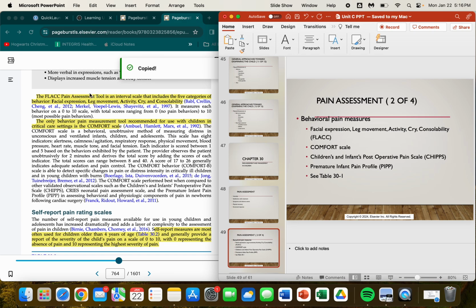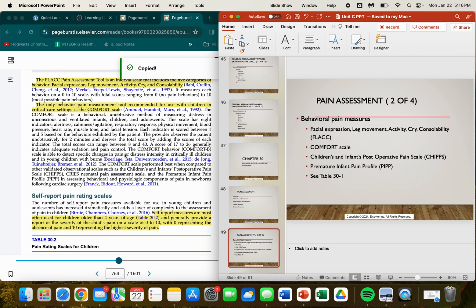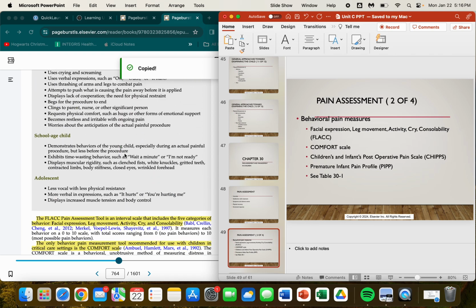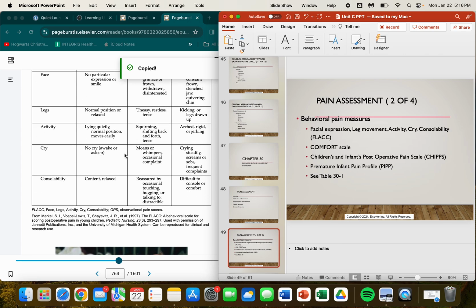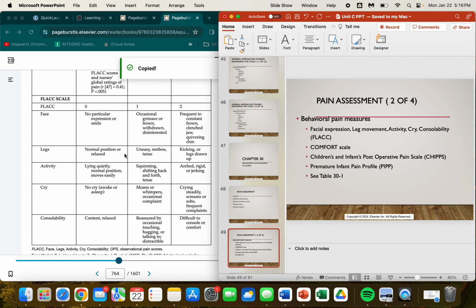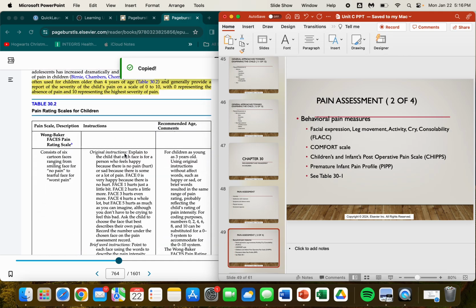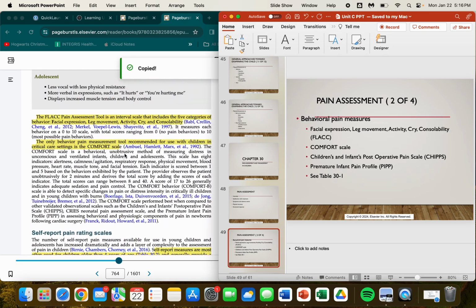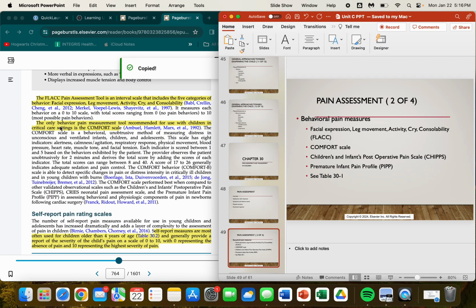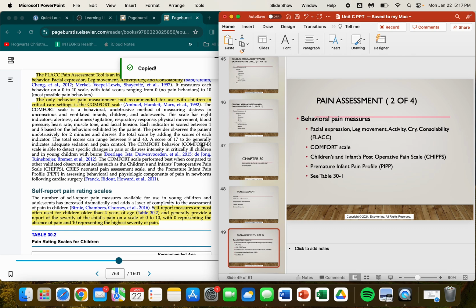The FLACC scale is an interval scale that includes these categories: facial expression, leg movement, activity, crying, and consolability. If you were to get a question on a test about the FLACC score, I would give you the scale itself to use. I wouldn't expect you just to memorize it. The comfort scale is the only behavior pain tool recommended for kids in a critical care setting. So that looks at different criteria.